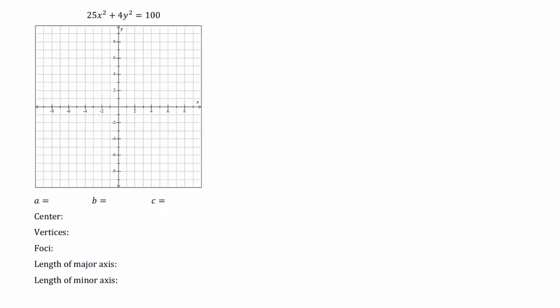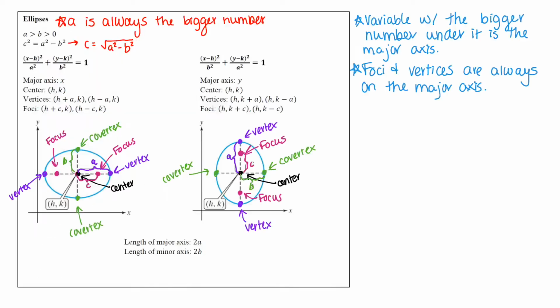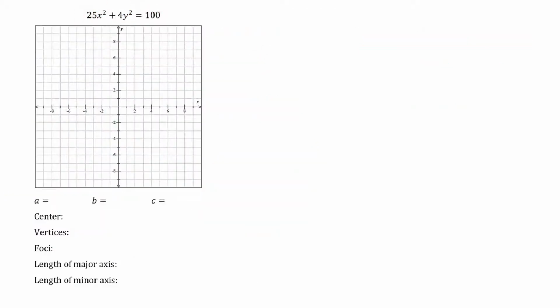Sometimes we're given equations that don't look like they're in the form that we need them to be in. If we look back at our formula page, there's always a 1 on the right-hand side. This is a 100 there. So we'll start by rewriting it here: plus 4y squared equals 100. Our goal is to make this into a 1. In order to do that, I would need to divide it by 100, but I can't just do that to one side. I would have to do it to both sides.